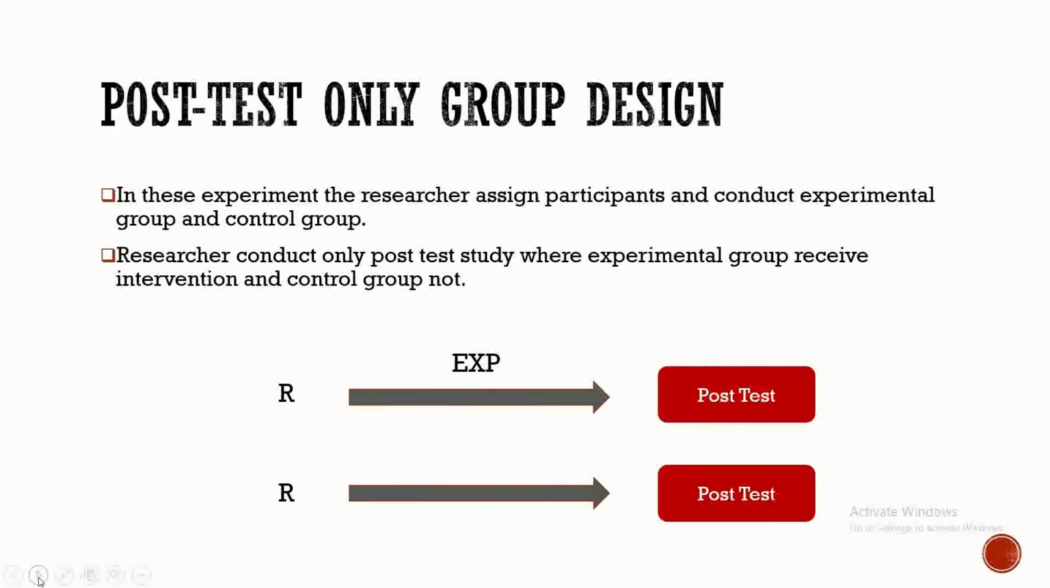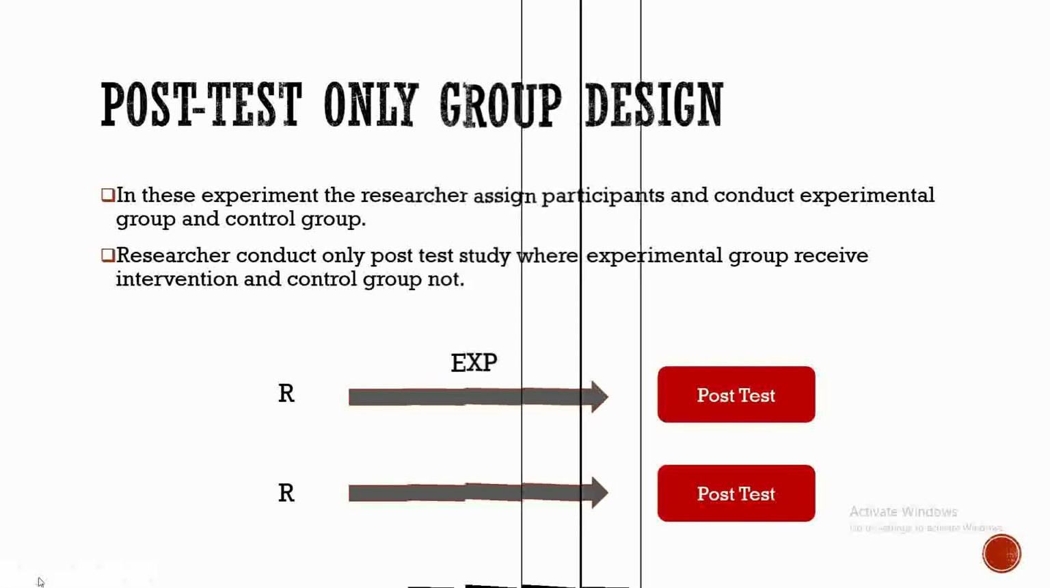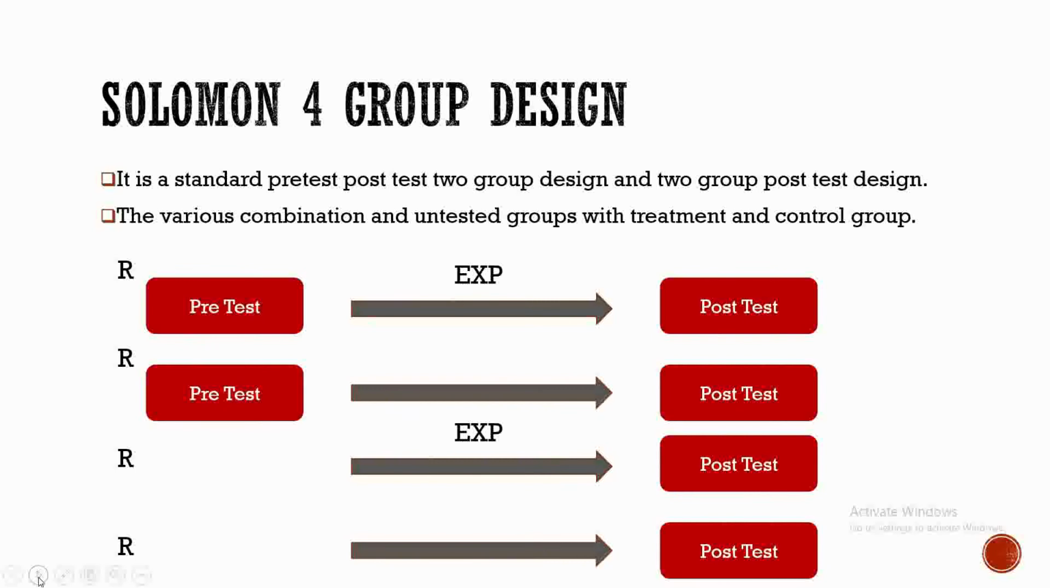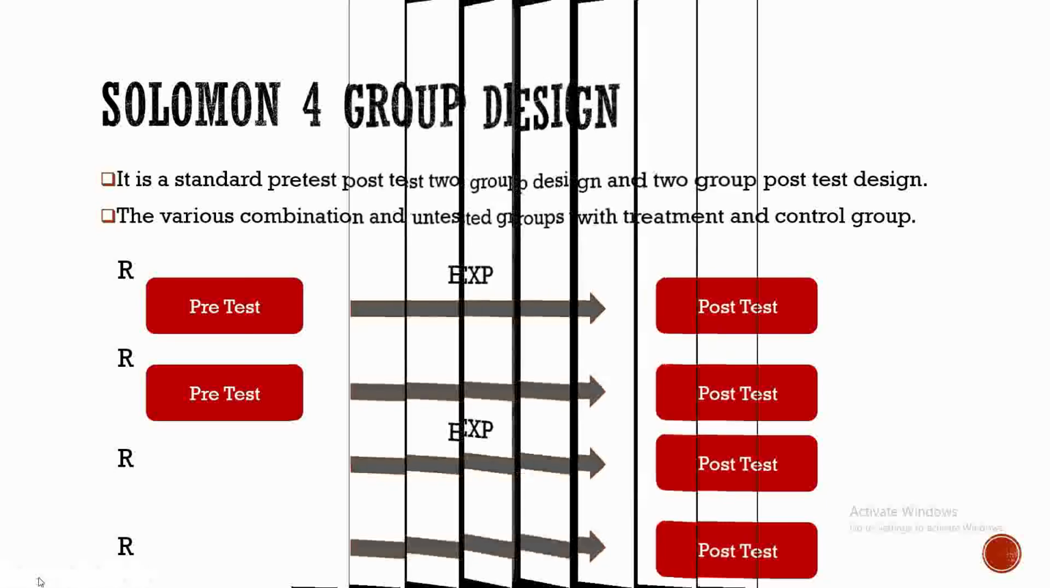The second type is post-test only group design, where the researcher assigns participants and conducts experimental group and control group. The researcher conducts only the post-test study, as you can see in the figure. The third type is Solomon 4 group design, which is actually a combination of standard pre-test post-test 2 group and 2 groups of post-test design.